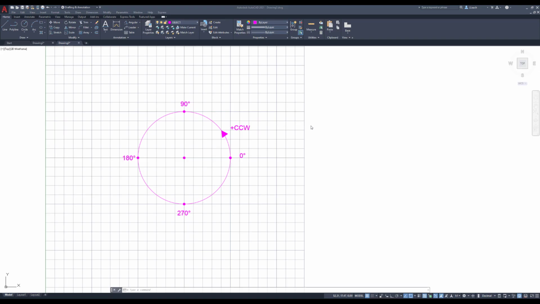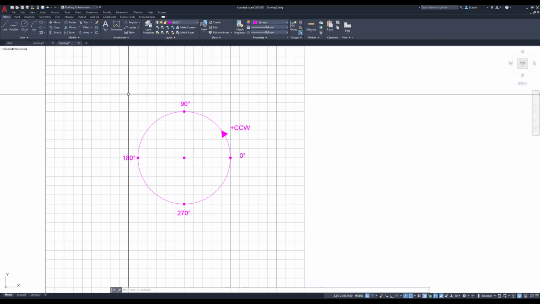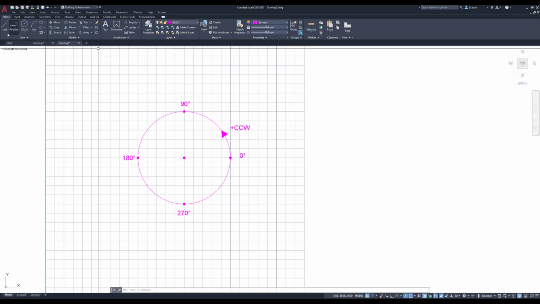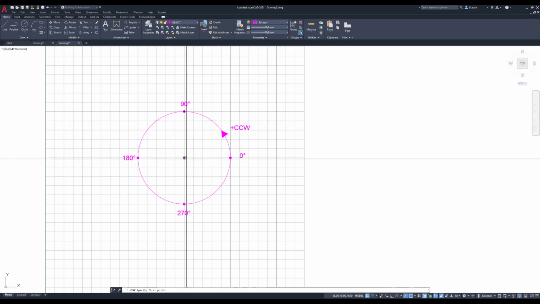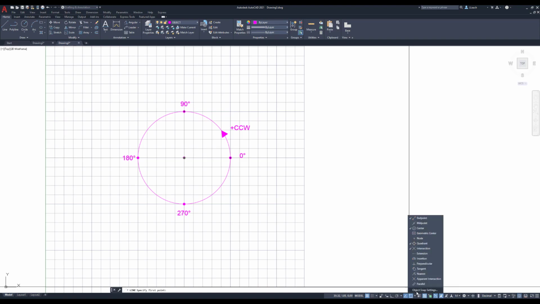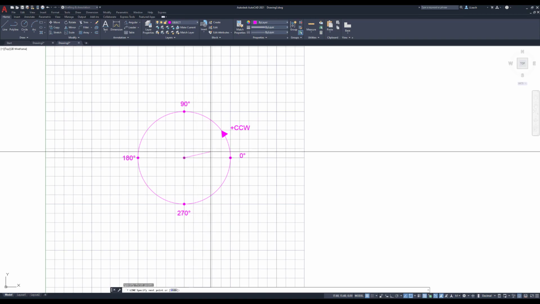I want to give you an example of how we draw lines with polar coordinates. First I need to figure out a start point. It's like when you're making a tent, you want to put your stake in the ground first. So I'm going to create a line from the center of this circle. I'm going to turn off all these other settings and just have my center object snap on. So I'm going to start my line at the center.